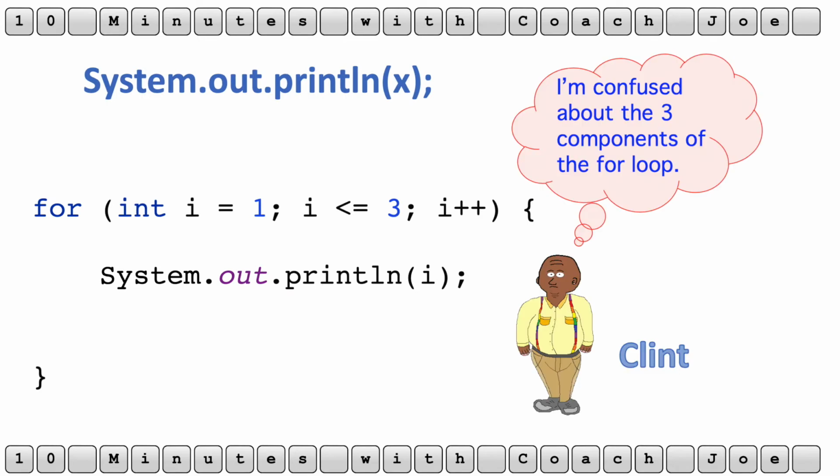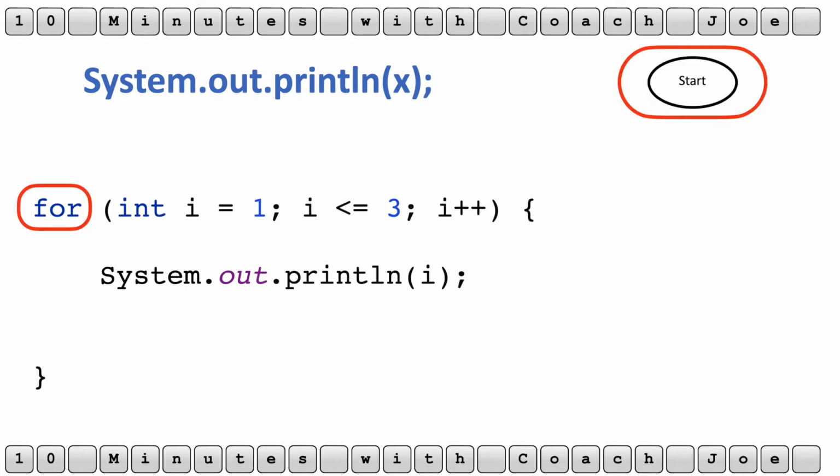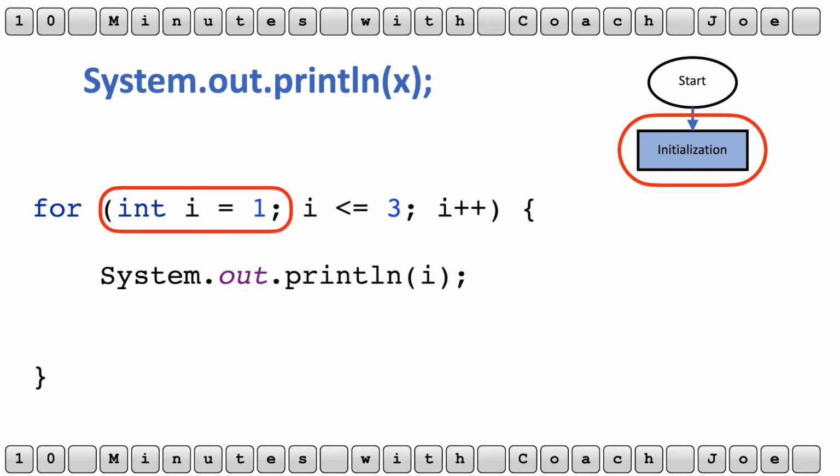The for loop should not be too confusing. Let's look at a flowchart and see if this helps. The for loop starts with the for statement. The for loop variable is initialized. This variable is typically used to be some counter for the for loop.